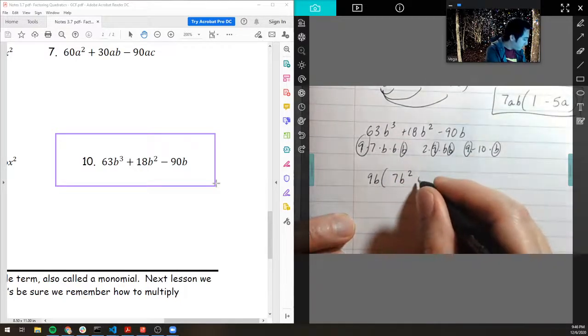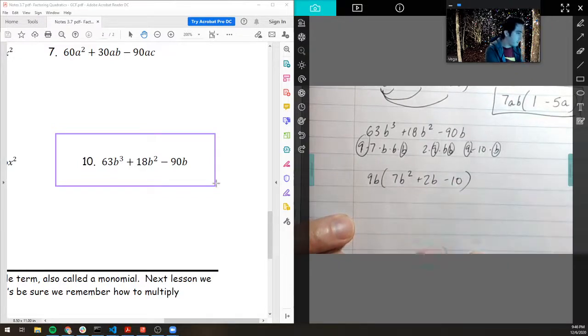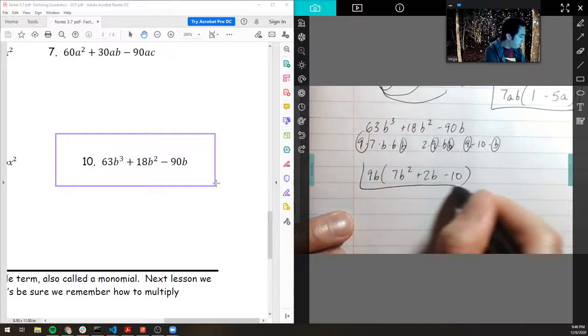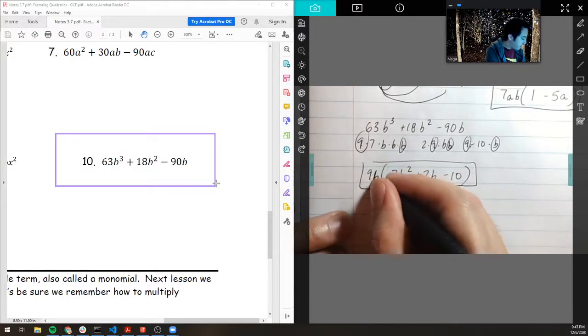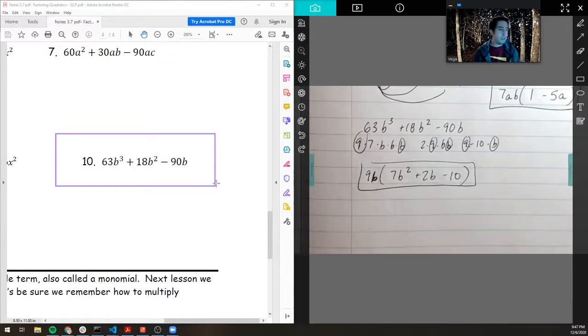2b, so it's going to be plus 2b. Negative 10, so minus 10. So it's going to be 9b times 9b times 7b squared plus 2b minus 10. My b's look like 6s to me, so it's not 96, it's 9b.